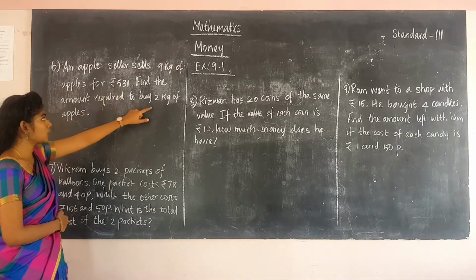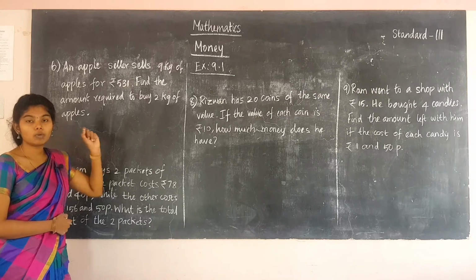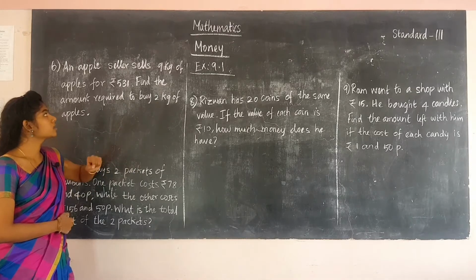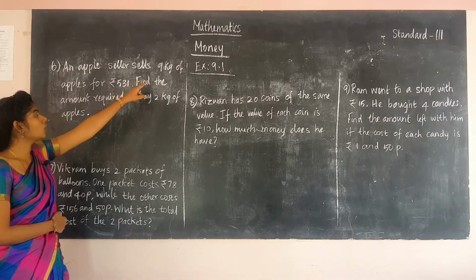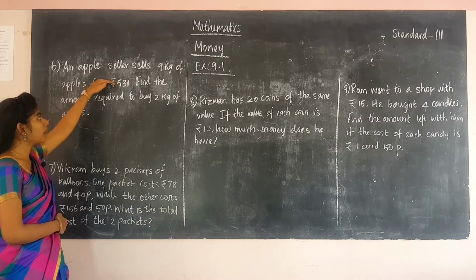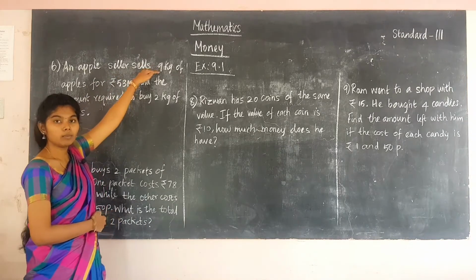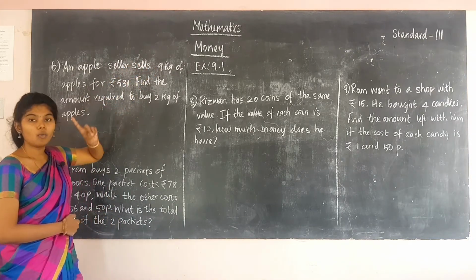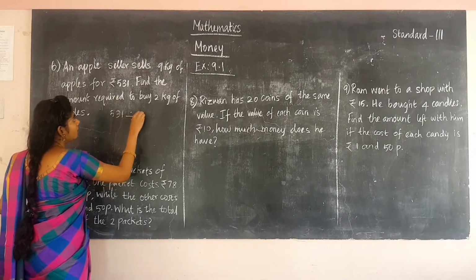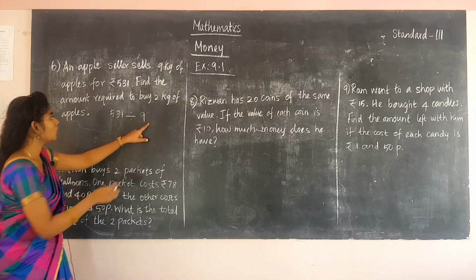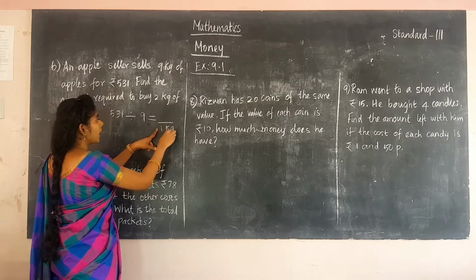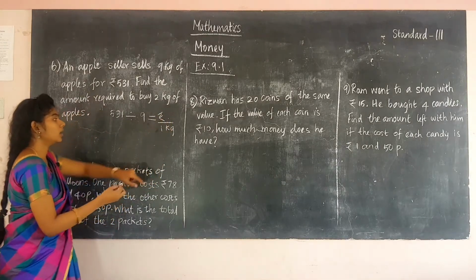So, to find 2 kg of apples, first we need to know for 1 kg how much the amount is. That is what we are going to find first, and then we are going to find for 2 kg. To find for 1 kg, what we have to do? First, we have to write 531 divided by 9. Only by the division method can we find for 1 kg. So first divide these two numbers, 531 divided by 9, and we can find the amount for 1 kg. For 1 kg what is the rate? That we can find here.